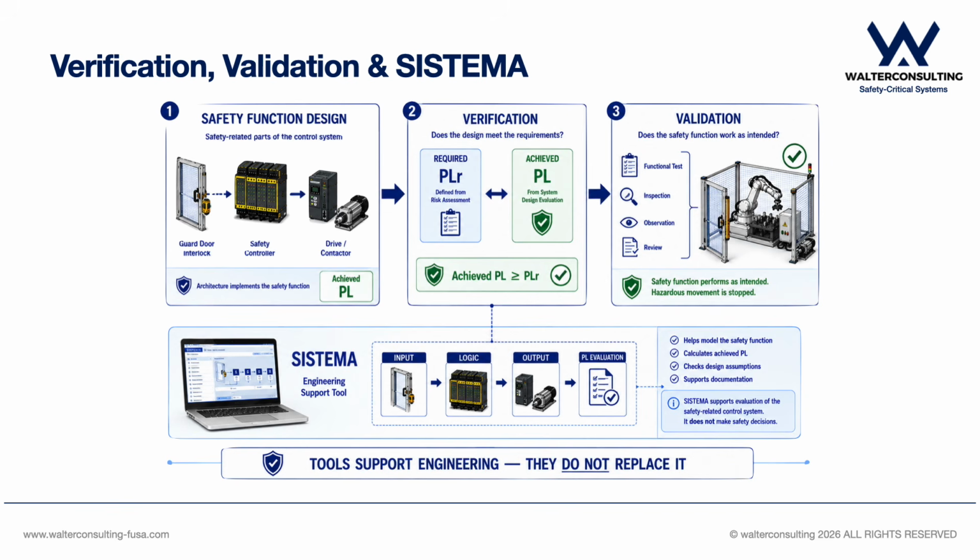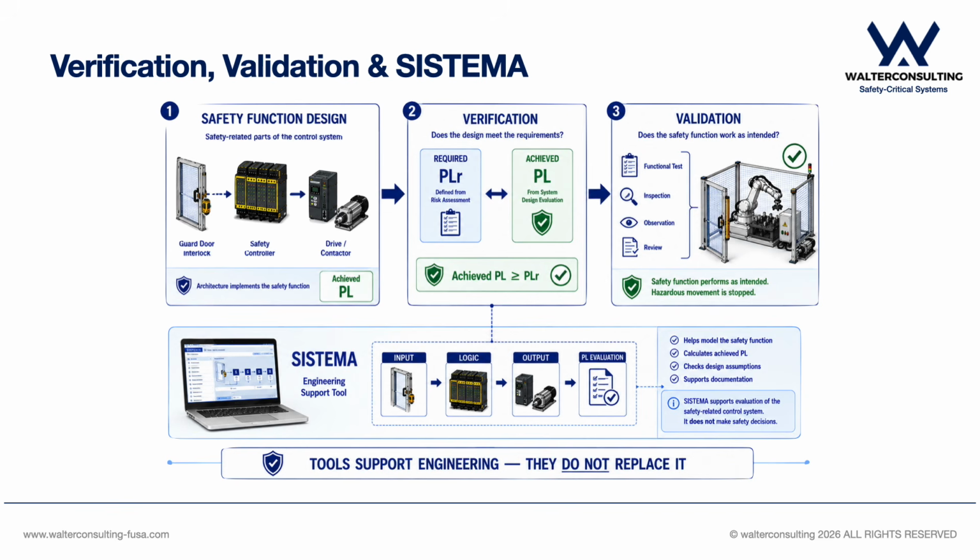In practice, engineers can use specialized tools to support parts of this process. One widely used example is SISTEMA. SISTEMA stands for Safety Integrity Software Tool for the Evaluation of Machine Applications. The software supports engineers in structuring safety-related control systems and evaluating parameters relevant to the achieved performance level.